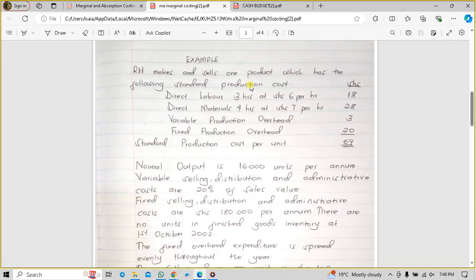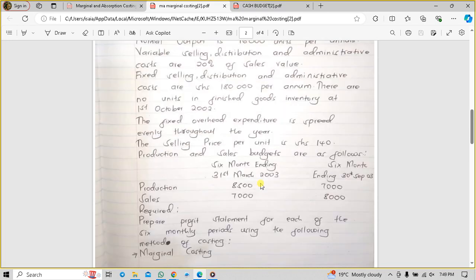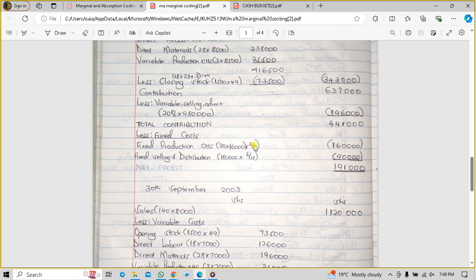So we have the normal output and the fixed production overhead is 20 shillings. So we are going to say 20 times 16,000 for us to get the fixed production overheads in shillings, and then we are going to multiply by 6/12. So fixed production overheads, we take the fixed production overhead in shillings times the normal output in units times 6/12 for the first 6 months for us to have 160,000.